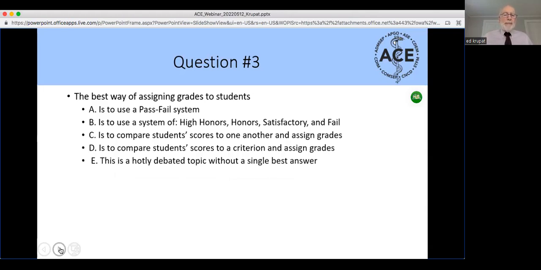Question 3 is: the best way of assigning grades to students is A, to use pass-fail; B, to use a system of honors, high honors, satisfactory, and fail; C, to compare student scores to one another and assign grades; D, to compare student scores to a criterion and assign grades; or E, this is a hotly debated topic without a single best answer. If we can post this.